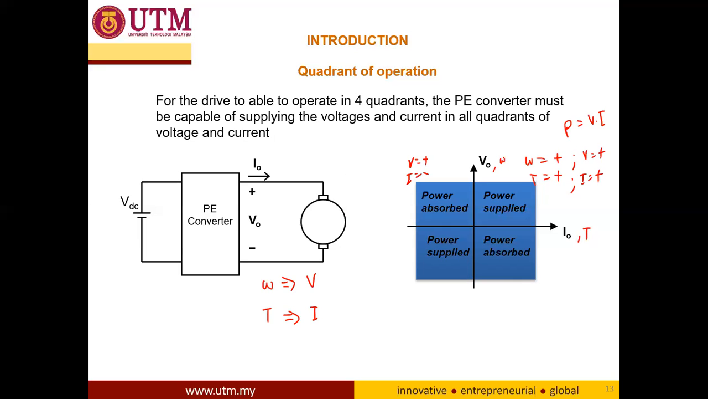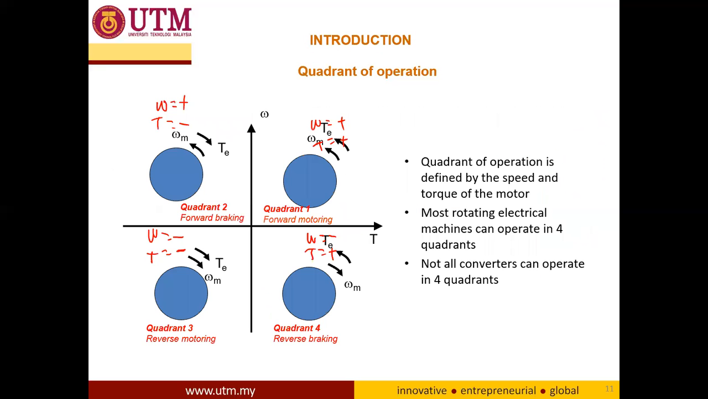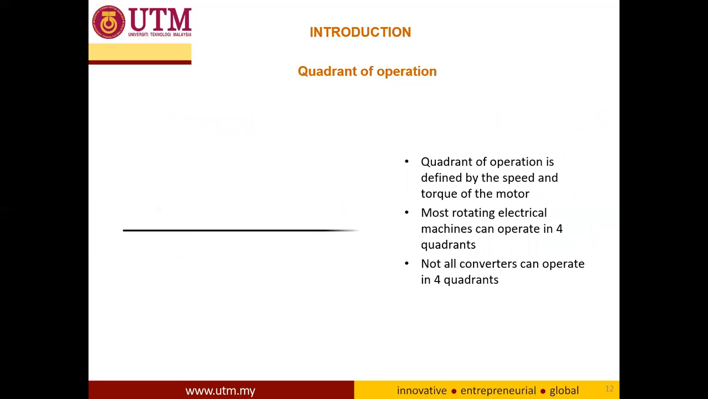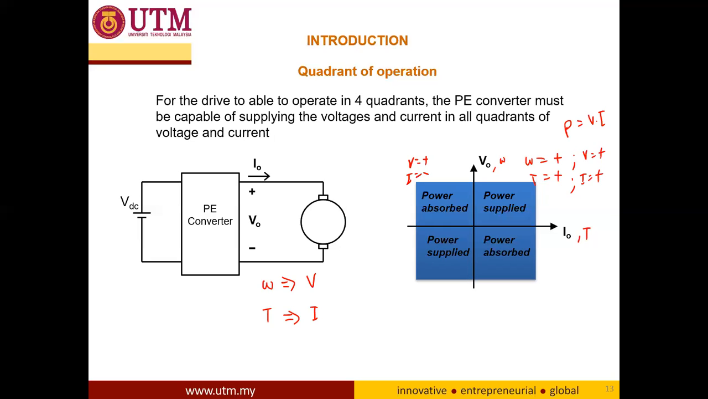So sometimes this one is also called reverse braking, reverse motoring and so on. You need to also note this. For the power supply, this one is quadrant number 1, quadrant number 2, this one is quadrant number 3 and quadrant number 4. Quadrant number 2 and quadrant number 4 are what is called reverse. This is all reverse braking and reverse motoring.